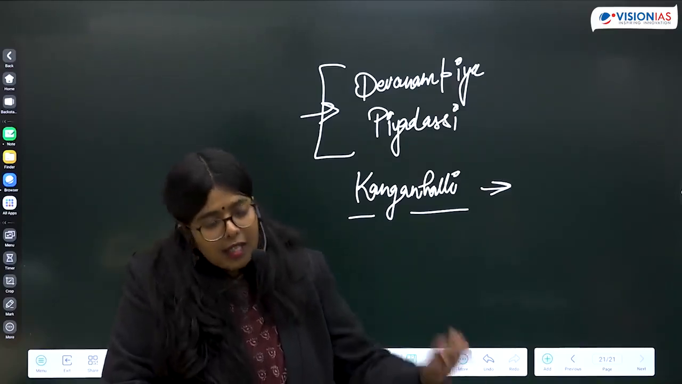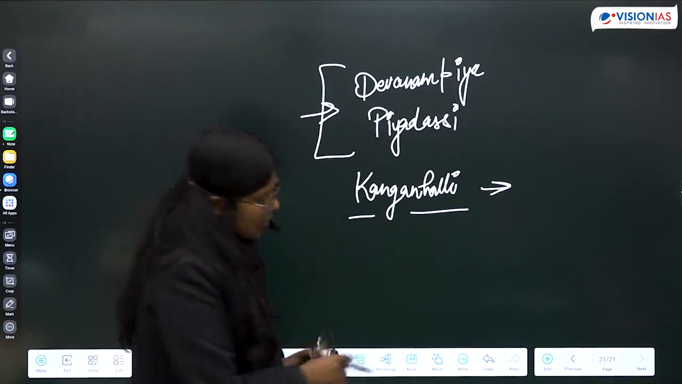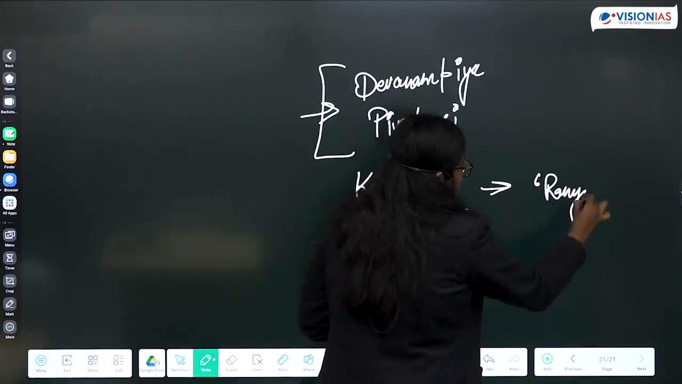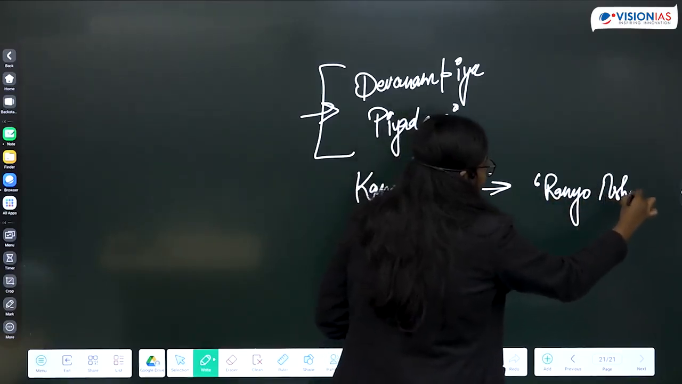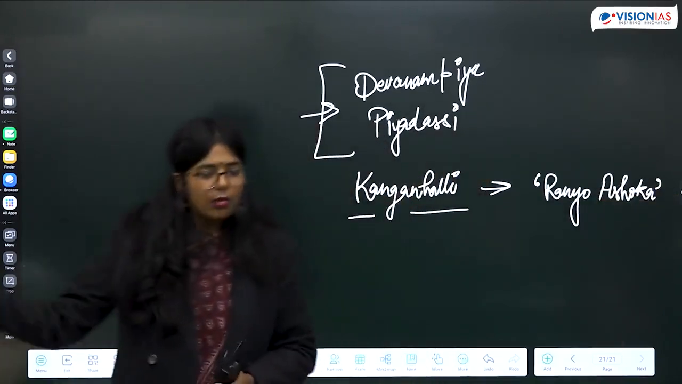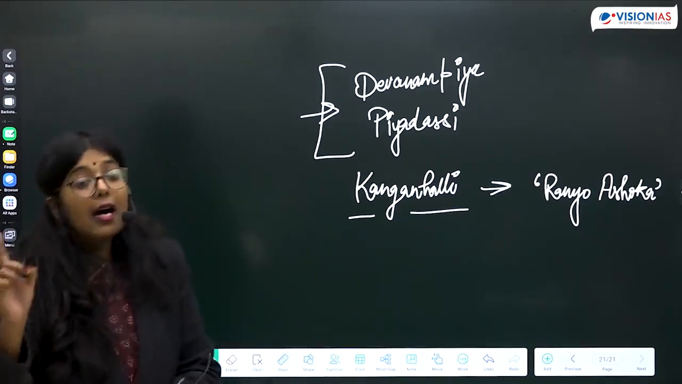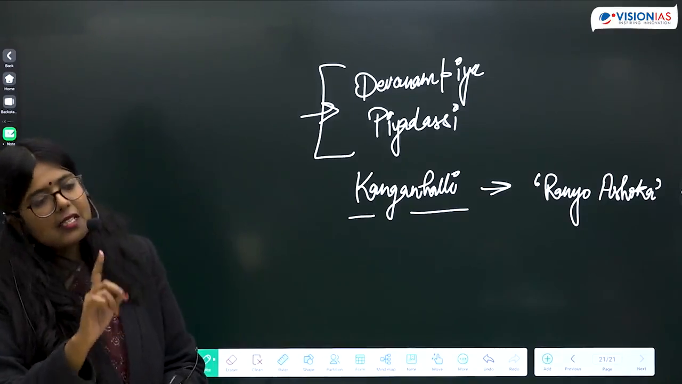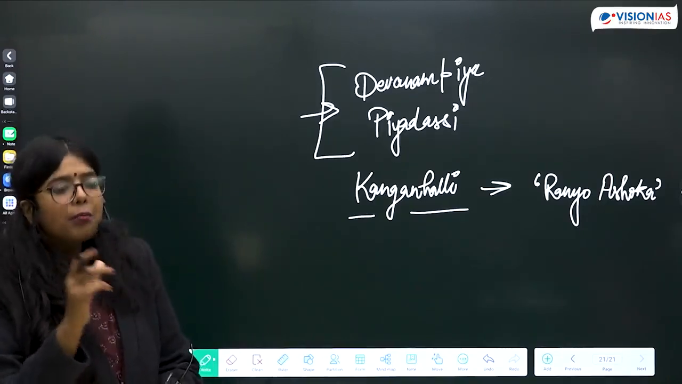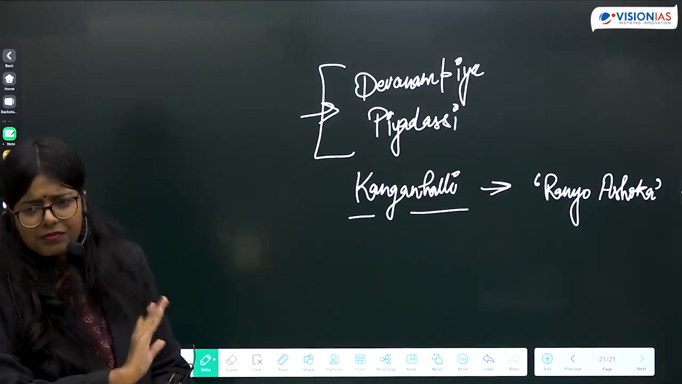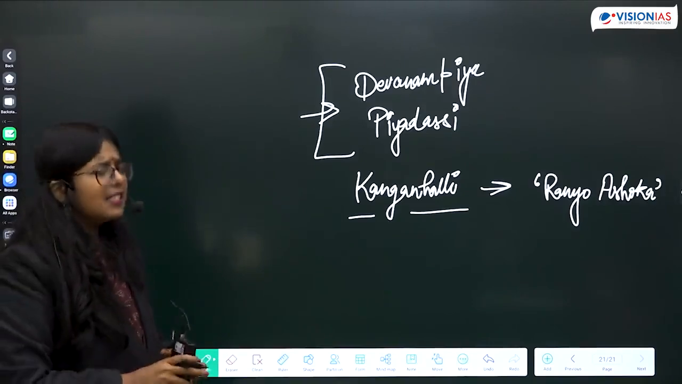Okay, now how do we know that he is Ashok? There is this inscription on which it is written "Ranyo Ashok." Okay, so a relief sculpture. On that relief sculpture, there is a particular inscription mentioning Ranyo Ashok. Is this clear? Apart from this, there are other inscriptions also.